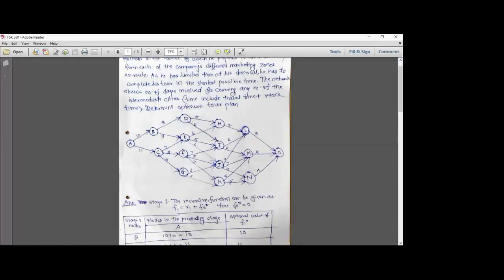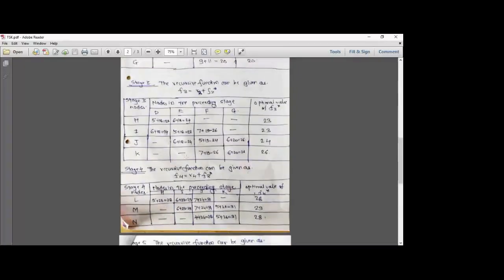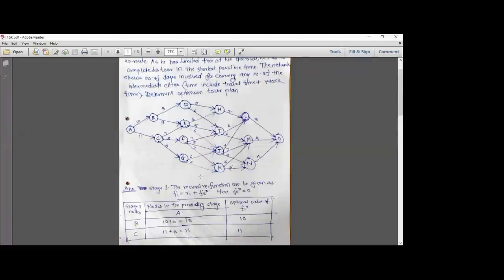From D to H, the R3 value is 5. Then D to I, the R3 value is 6, right? From D to J there is no route, and from D to K there is no route, so D to J and D to K will be kept vacant, right? Similarly, from E to H there is a route and the value is 6. From E to I there is a route, the value is 5.